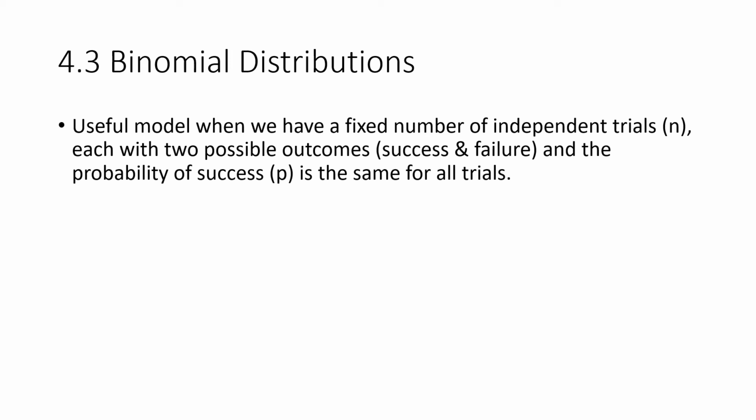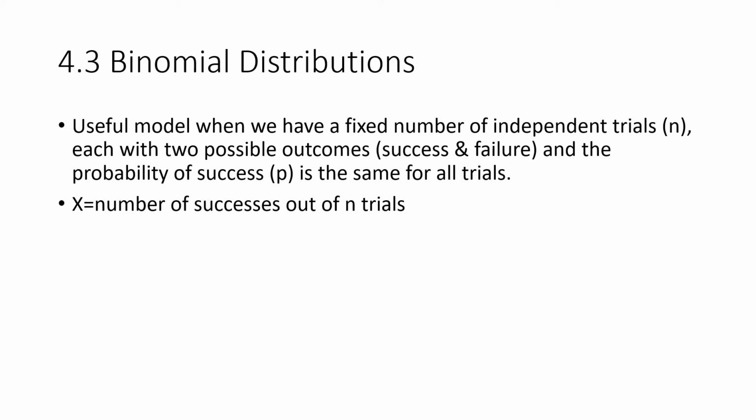So for instance, if I were going to flip a coin 50 times and count the number of heads, since I'm counting heads, heads is what I'm going to consider to be a success. The probability of success should be about 1/2 for all trials. And I've got a fixed number of trials. Each flip is a trial, and I'm going to be flipping n equals 50 times. So binomial distributions can be useful when these sorts of situations come up.